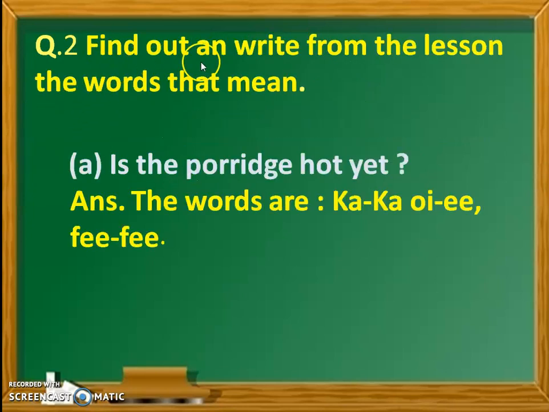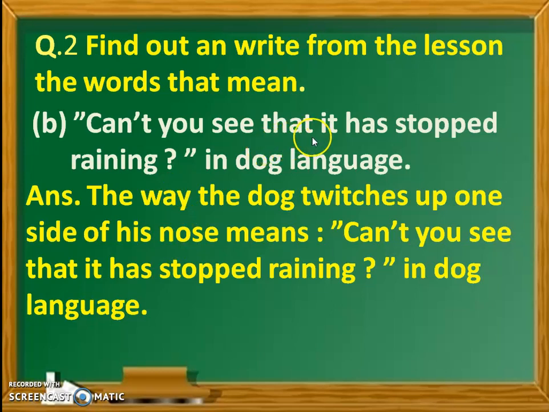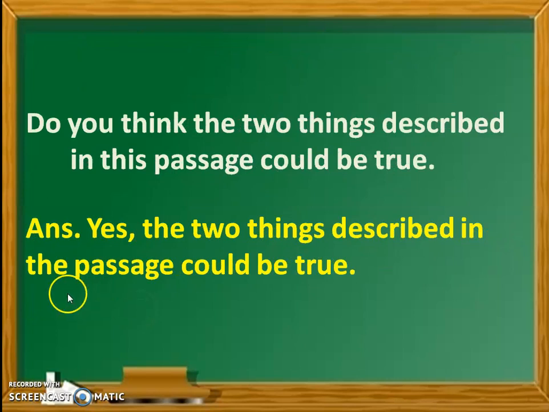Question number 2. Find out and write from the lesson the words that mean: Is the porridge hot yet? That means the words are ka, ka, oi, e, fi, fi. Can't you see that it has stopped raining? In dog's language, the way the dog twitches up one side of his nose means, can't you see that it has stopped raining. Do you think the two things described in this passage could be true? Yes, the two things described in the passage could be true.